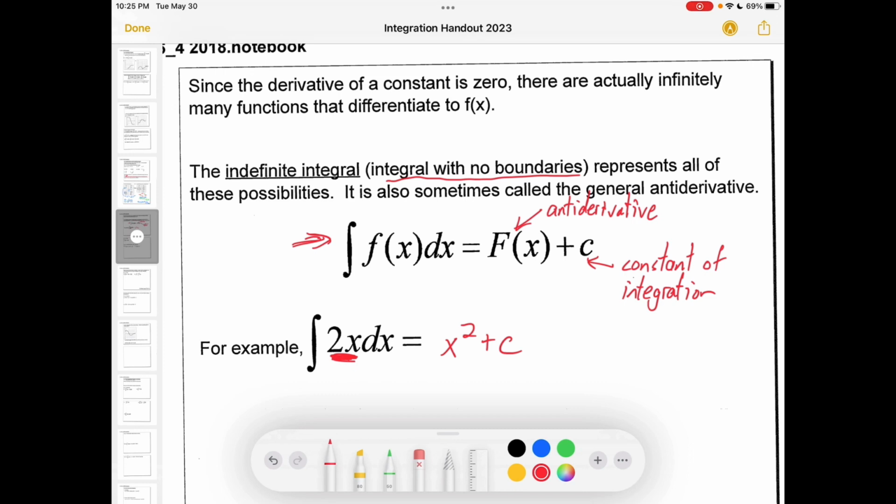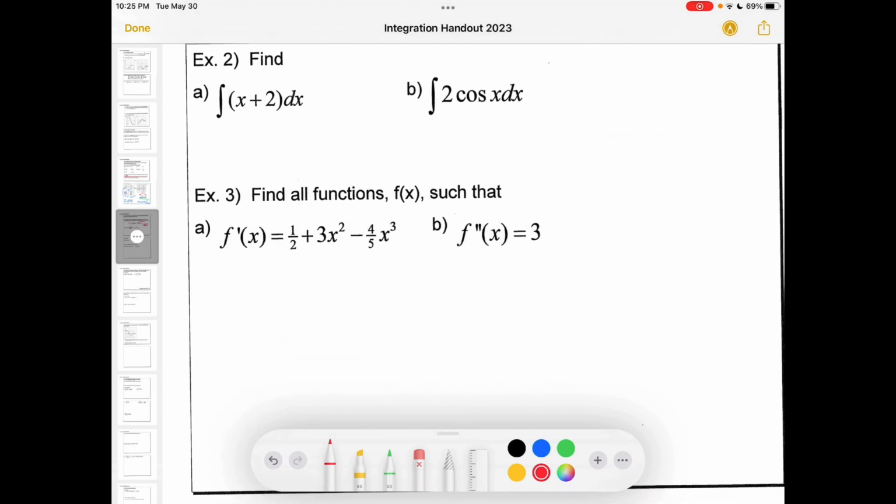Let's do a little practice, and hopefully I won't botch any of these. So if we have the indefinite integral of x plus 2 with respect to x, all we have to do is antidifferentiate. So this is x to the 1. Its power goes up by 1. The flip of the new power goes in front. Okay. What differentiates to 2? Well, 2x. And then we put our plus c, our constant of integration.